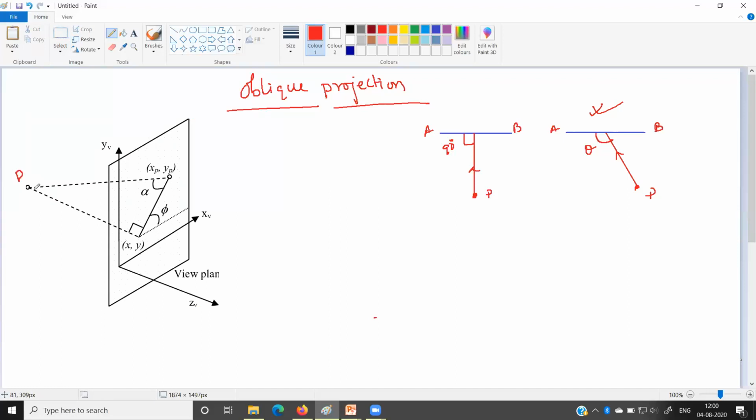Fine. Now from this P, the rays are coming, that means the projection lines or projectors are coming from the point P. This is not the perspective projection, this is under the parallel projection. So from the point P, the projection lines are coming and falling on the projection plane. This plane is called the projection plane.